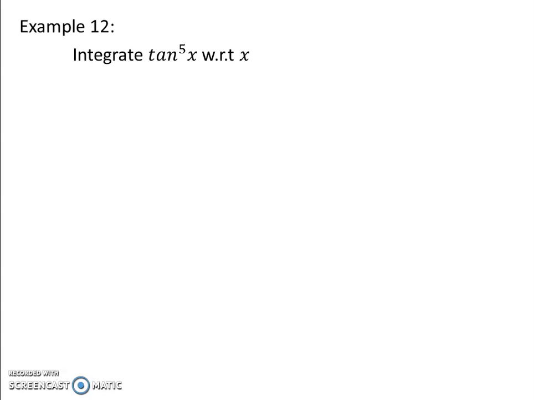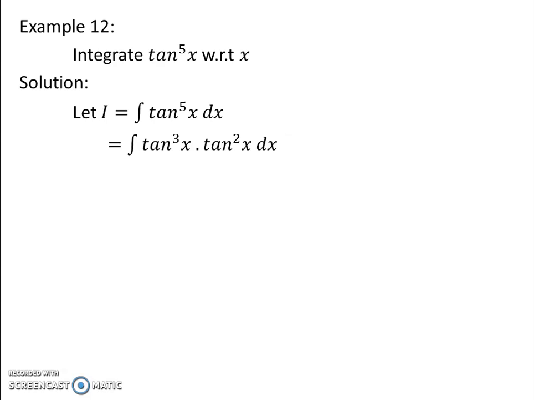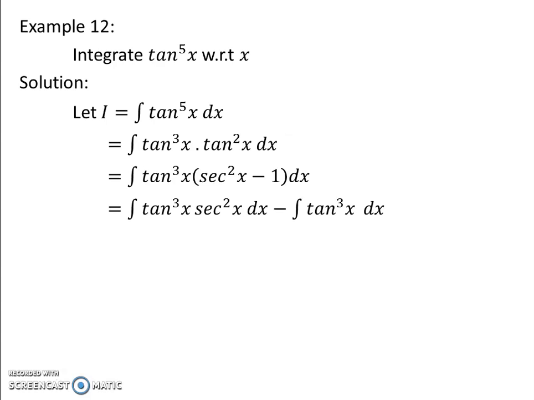Let us see the last example. Integrate tan^5 x dx. We cannot do it directly. Tan^5 can be written as tan^3 into tan^2. Tan^2 we replace with sec^2 x − 1. Again multiplying, we get the integral of tan^3 x sec^2 x dx minus the integral of tan^3 x dx.